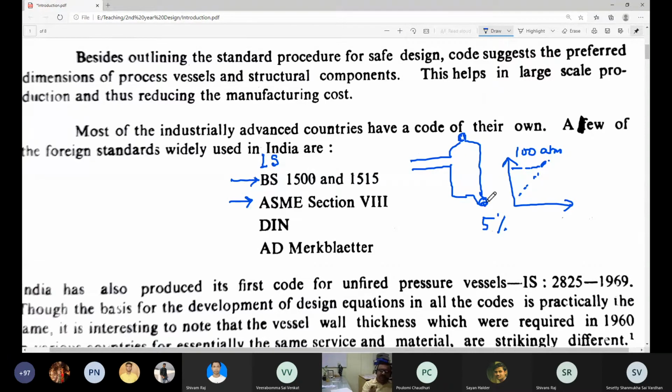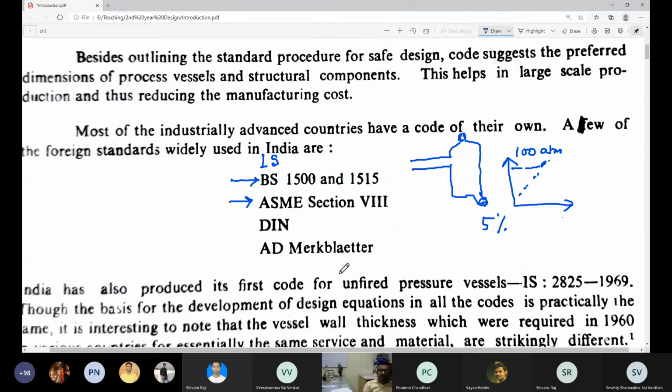They designed it with 100 atmosphere. They found that it failed. Then they found that if we keep a 5% margin, this is going to work out fine. Based on this experience, these codes were written. IS code also takes into account this same thing. India has produced its first code, as you can see on the screen, unfired pressure vessel, IS 2825 1969.